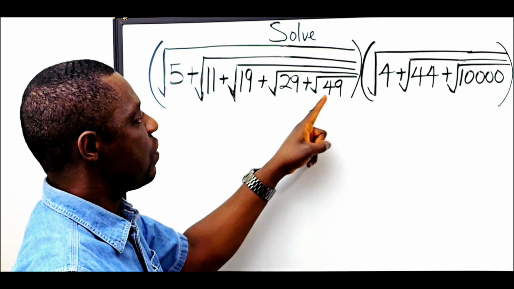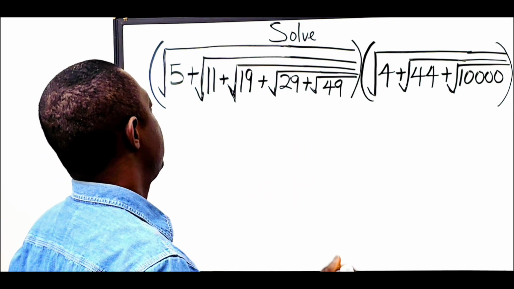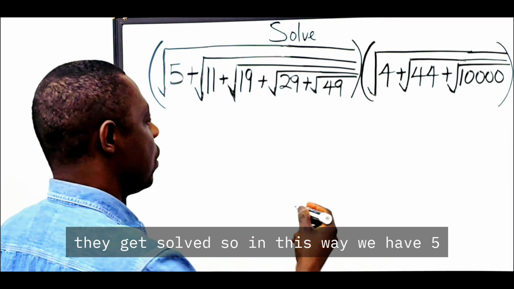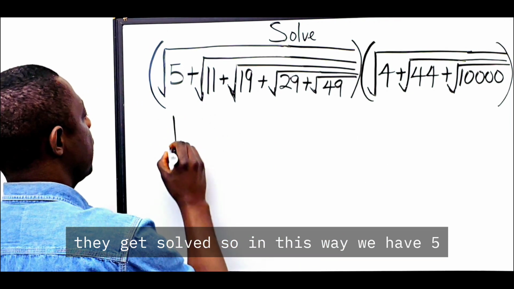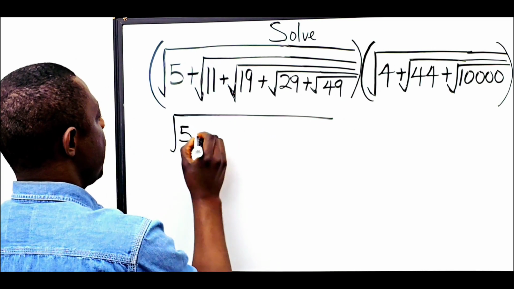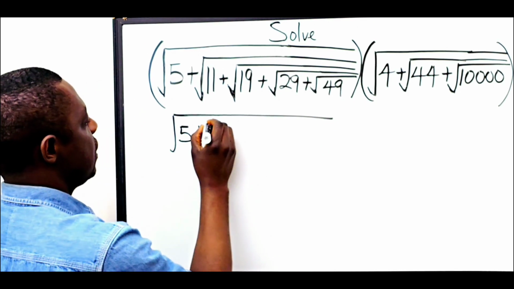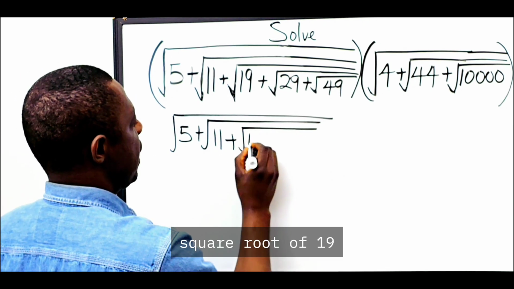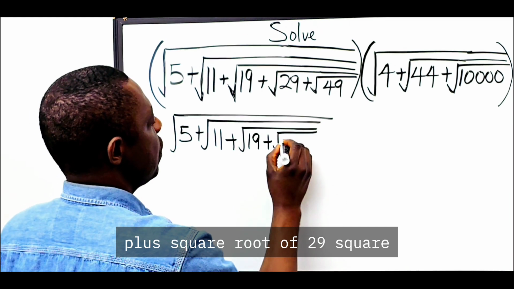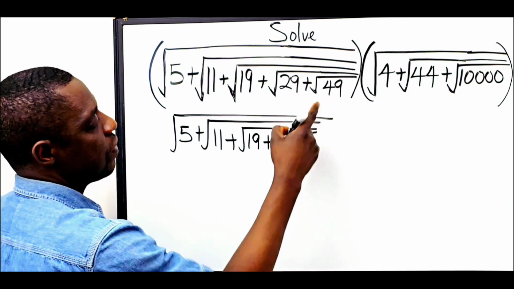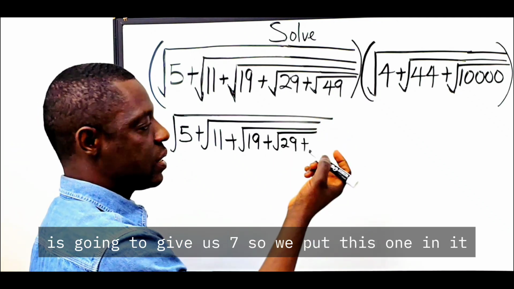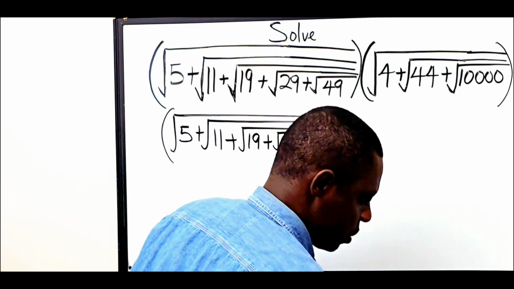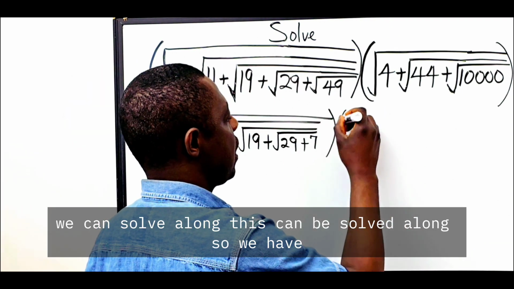So we look at the square root of 49 is 7. So definitely we're going to be writing out the square root one after the other until they get solved. So in this way, we have 5 plus the square root of 11 plus square root of 19 plus square root of 29. Square root of 49 is going to give us 7. So we put this one in it. We can solve along. Let's continue solving along. This can be solved along.